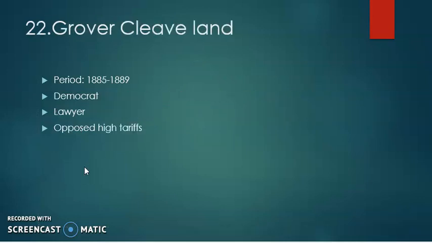The 22nd president of USA was Grover Cleveland, and he ruled the country from 1885 to 1889, and he was a Democrat, a liar, and he opposed the high tariff, the high taxes at that time.